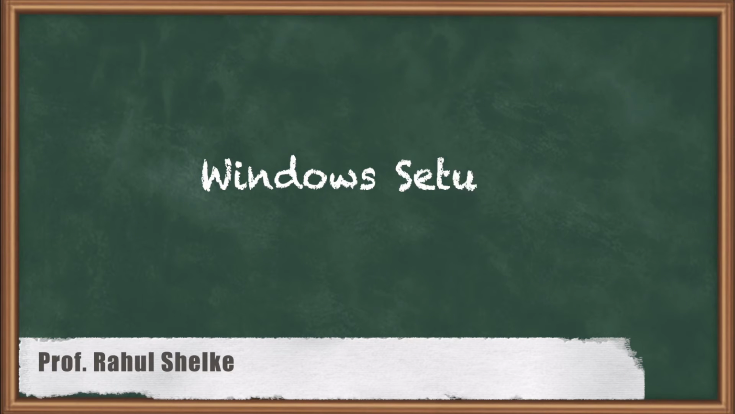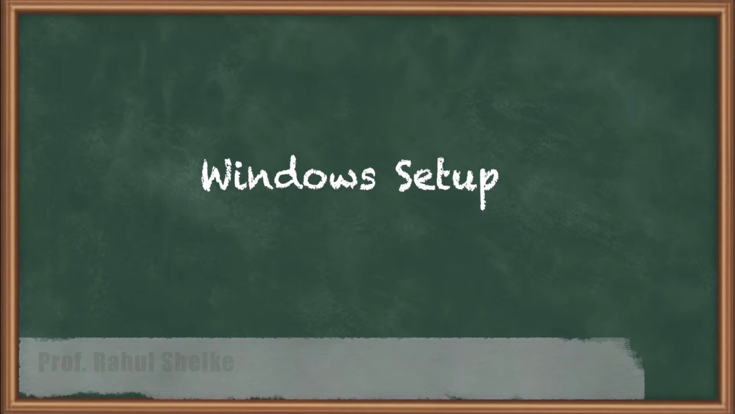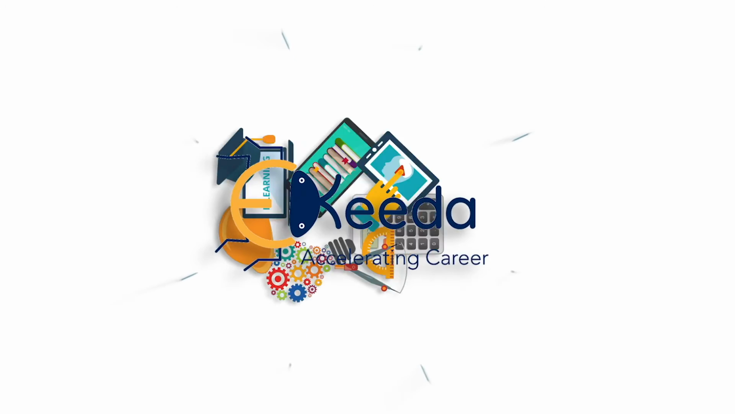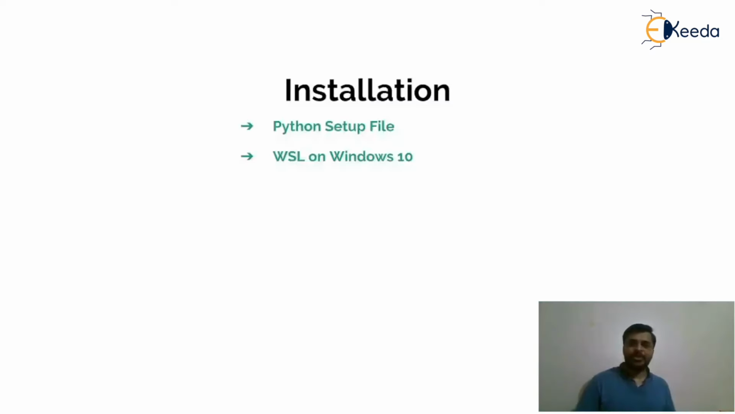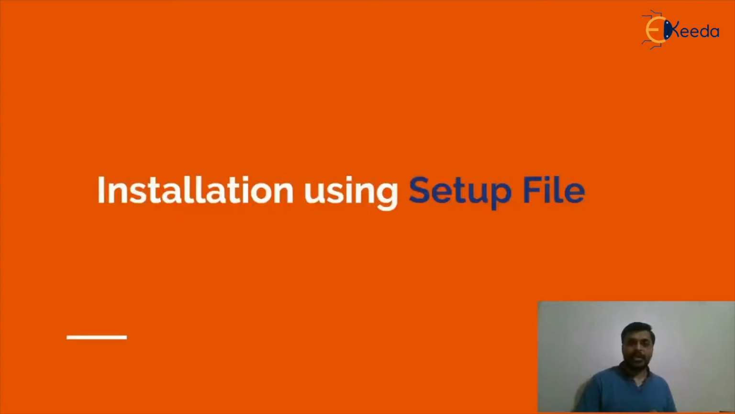Hi, in this session we are going to see how to install Python on a Windows machine. There are two ways of installing and using Python on a Windows machine. First one is downloading and installing using a setup file, and second one is using WSL, but it's specifically for only Windows 10. So let's see first how to download and install a setup file of Python on Windows.